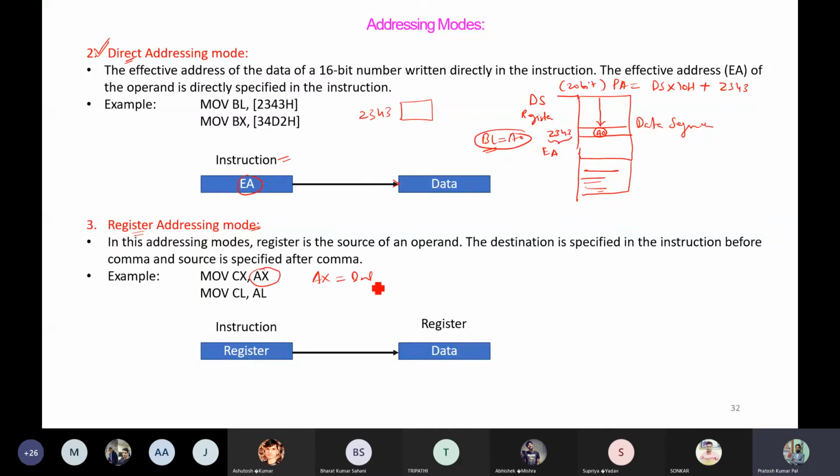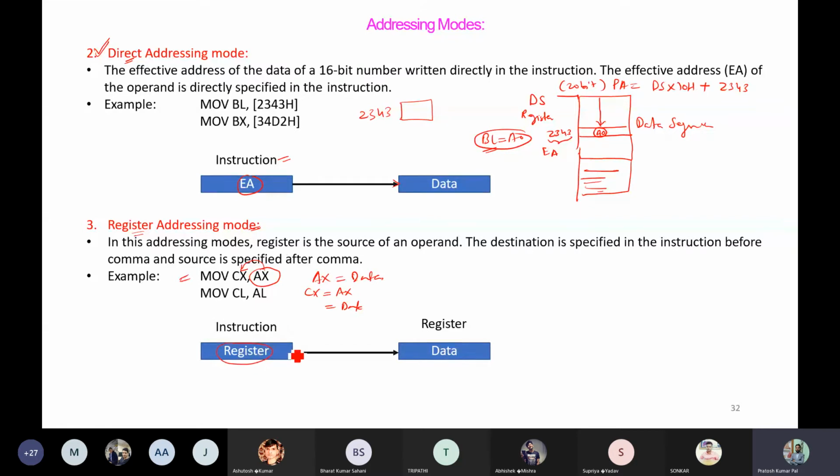Okay, so this data that is stored in AX register will be moved to CX. This AX value will be moved to CX. Now CX will be equal to whatever data is available in AX. That means CX will be equal to the data value, whatever data is there. So when we are storing the data in the form of a register, it will be called register addressing mode. In the instruction, a register will be given, and this register will be indicating a data. That is called register addressing mode.